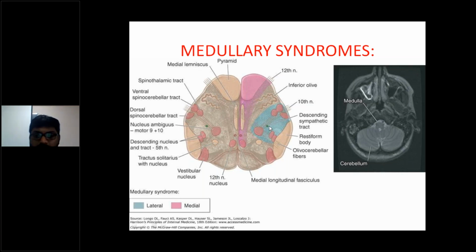Descending sympathetic tract means what? C8-T1 sympathetic tract. What is the function? What are the clinical features if the sympathetic tract is involved? What is the function of the sympathetic system?